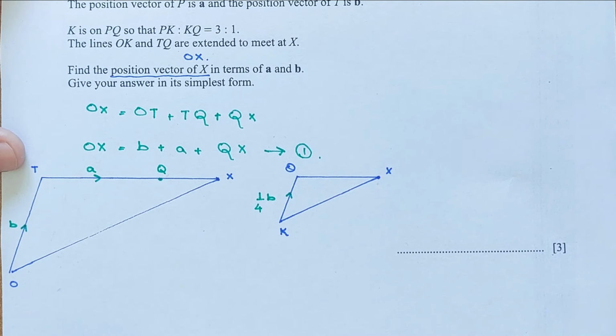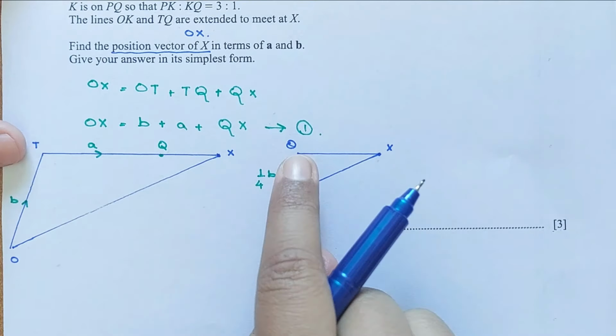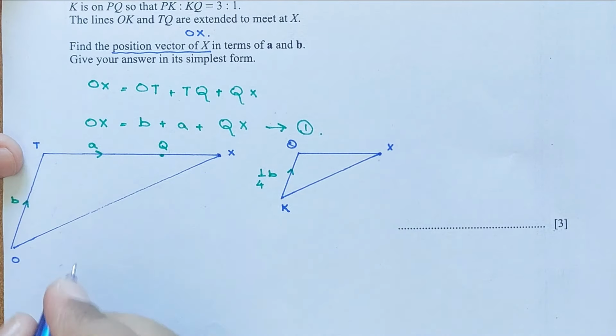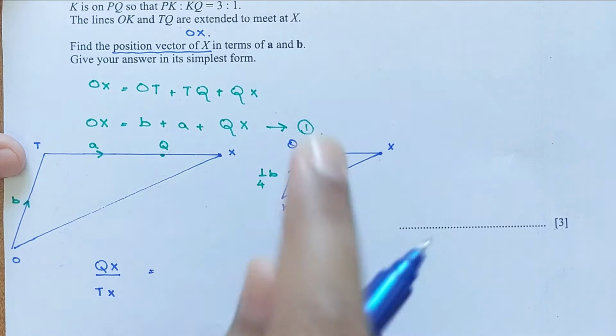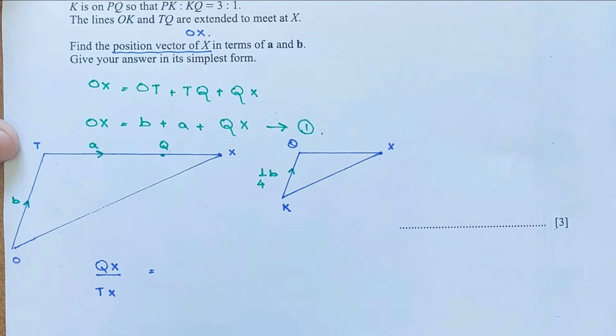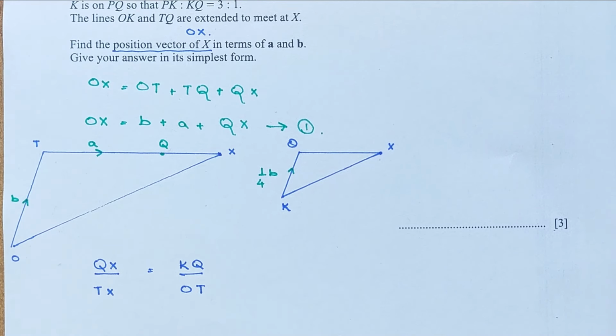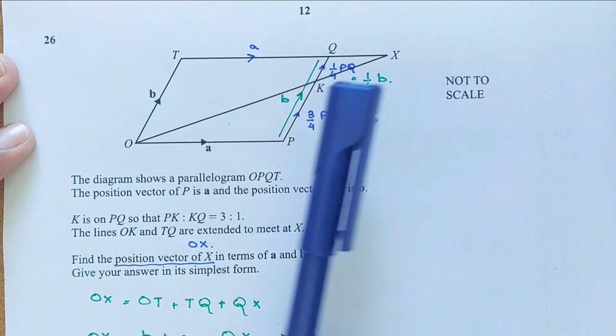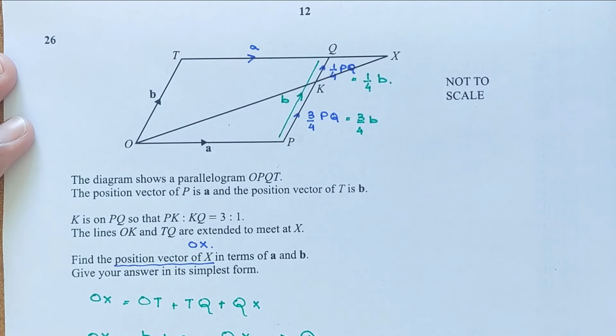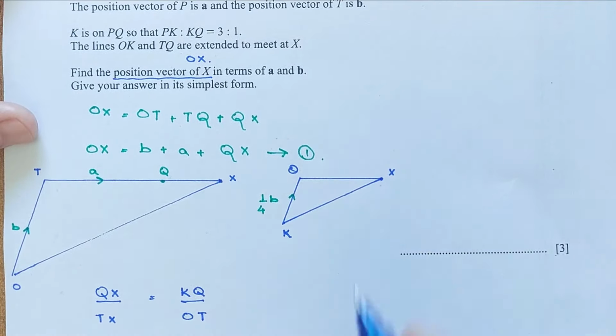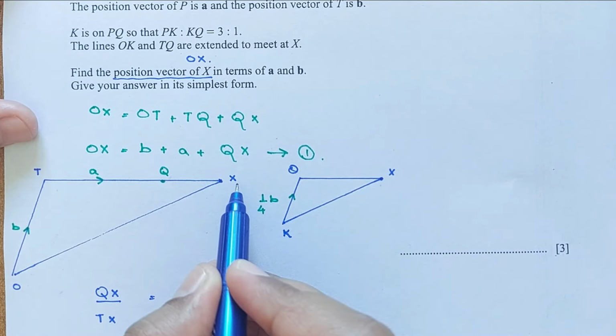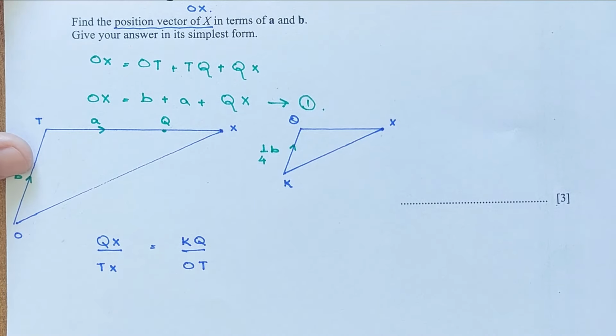According to the concept of similarity, the ratios of the corresponding sides are equal. So QX over TX is equal to KQ over OT. Again, I'm using the concept of similarity because the smaller triangle lies inside the bigger triangle, so the two triangles are similar. When two triangles are mathematically similar, the ratios of their corresponding sides are equal. So the ratio of QX to TX is equal to the ratio of KQ to OT, right? Let me substitute the values now.